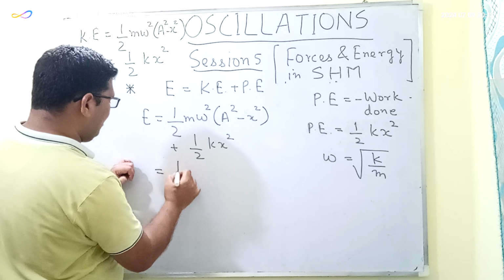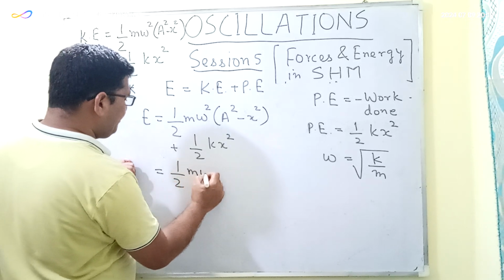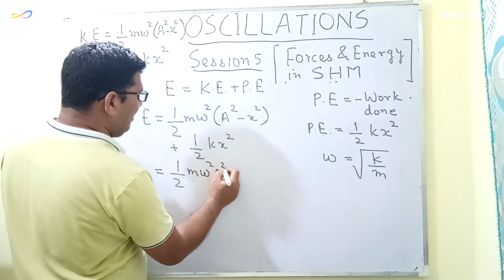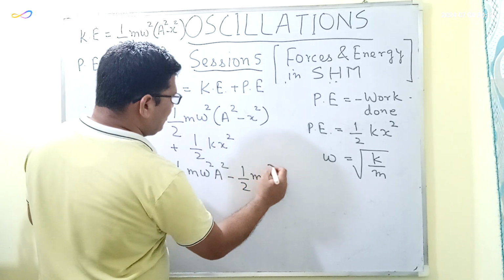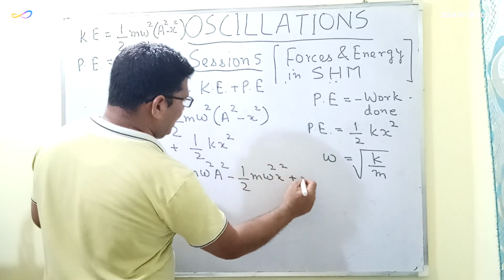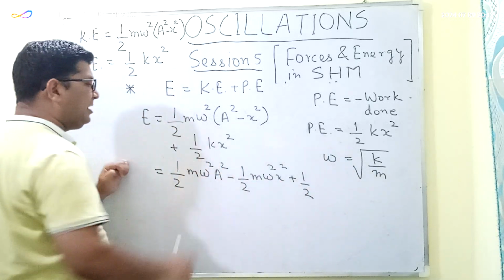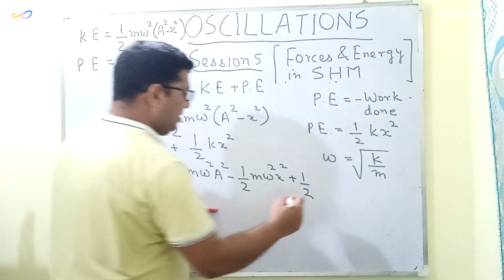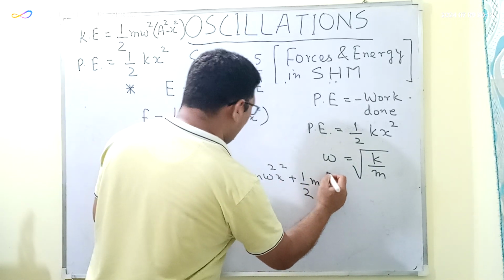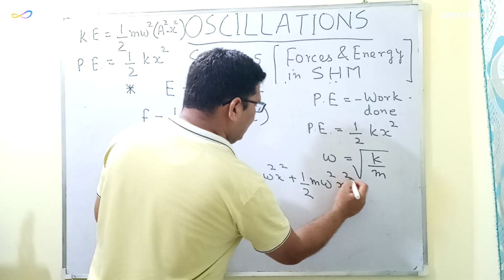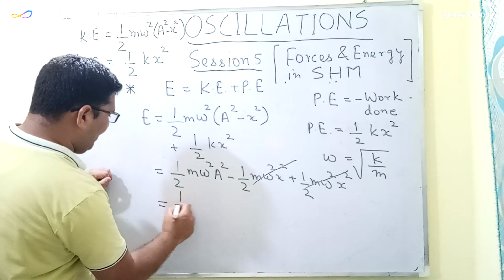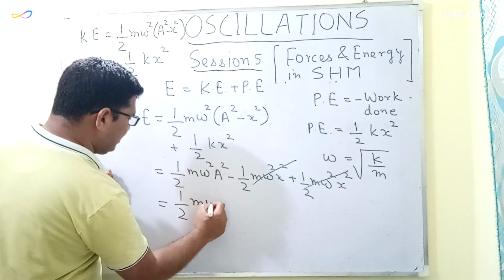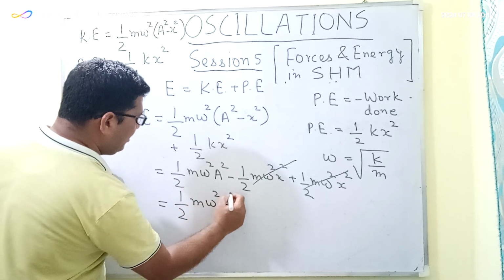So the total energy will be equal to half m omega square, I am opening this bracket, a square minus half m omega square x square plus half. Now I will be putting the value of k as omega square m. So that will be equal to m omega square x square. So this value gets cancelled out. So the total energy of a particle executing simple harmonic motion is equal to half m omega square a square.